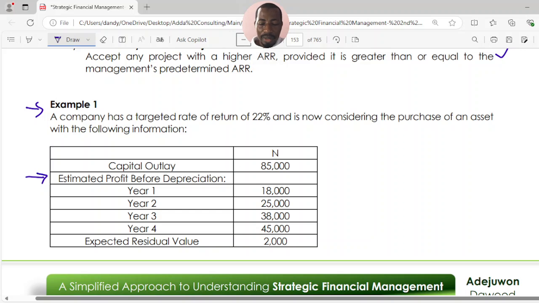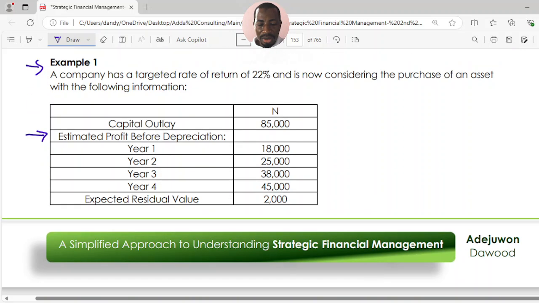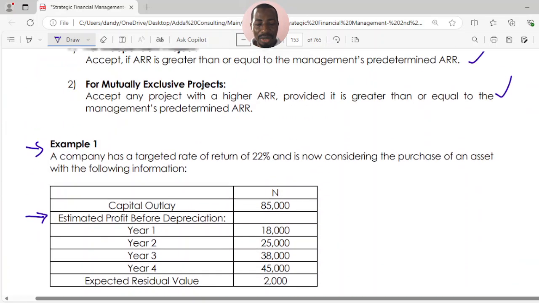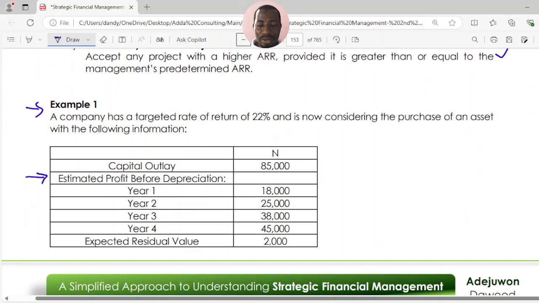Now, this is the table given to us. These are the information relating to the project. So the examiner is now asking you to calculate and advise on the acceptability of the project. You have to calculate ARR and advise on the acceptability of the project. So the examiner says I should calculate ARR. What am I supposed to do?